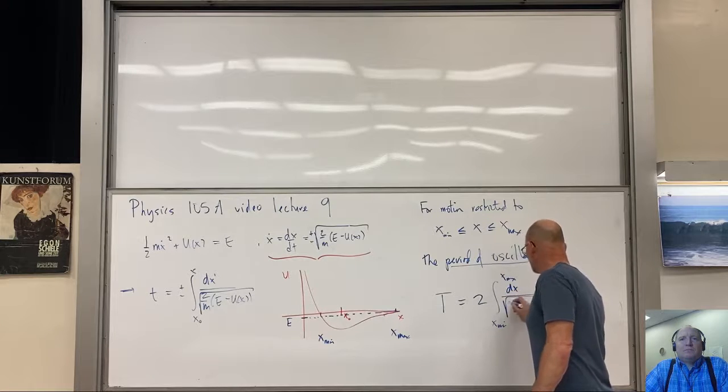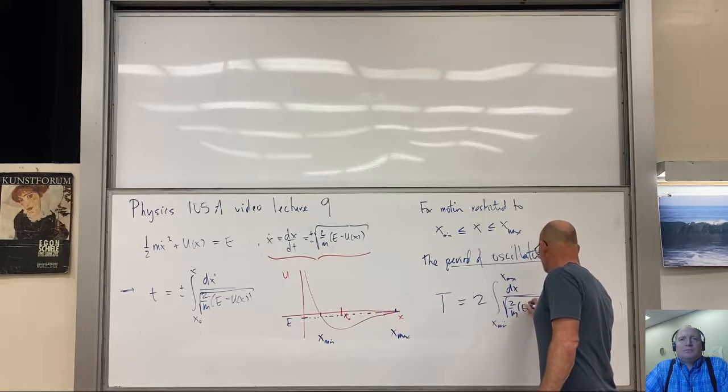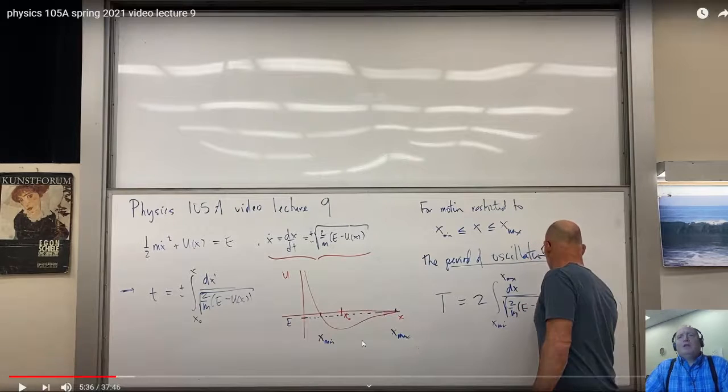Dx root 2 over n e minus. So, where does the 2 come from? Obviously, the 2 comes from because it has to go there and back again. It's really interesting, right? When you look at the integrand, it doesn't matter if you go there or back, you're going to get the same answer.